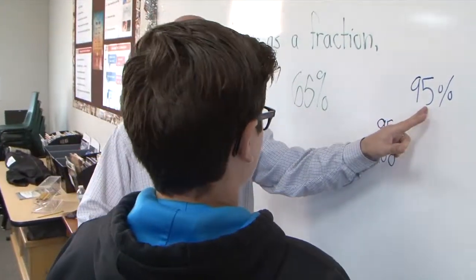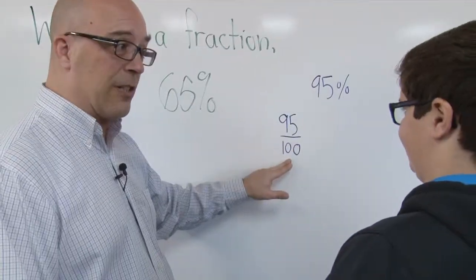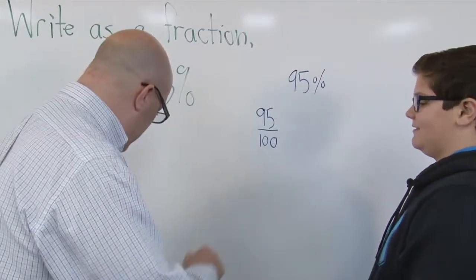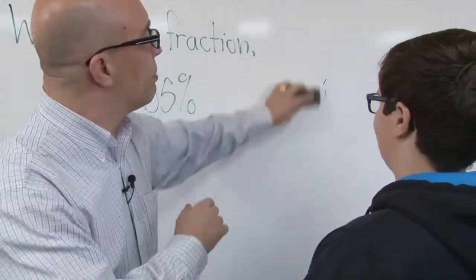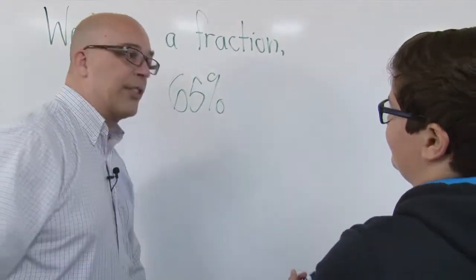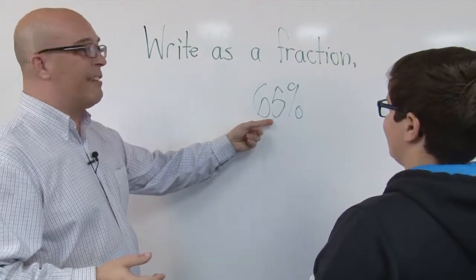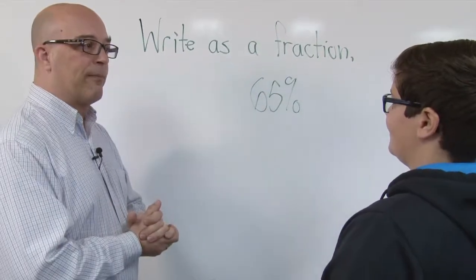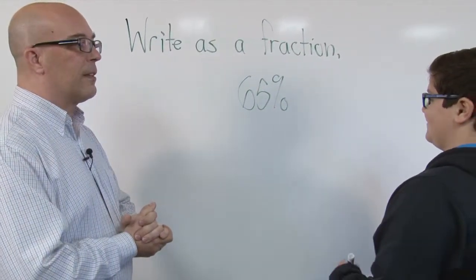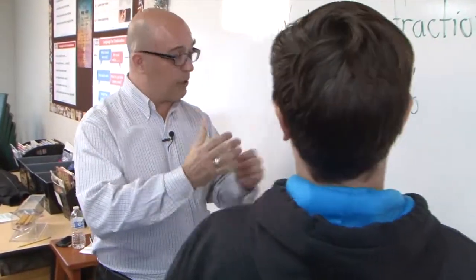So what we're doing is we're going to write this 65% as a fraction. You wrote one of your high scores, 95, as a fraction. And we can simplify that, but we're going to do the problem right here, this 65%. So how do we write 65% as a fraction? You put 65 over 100. Perfect. Go ahead and do that.